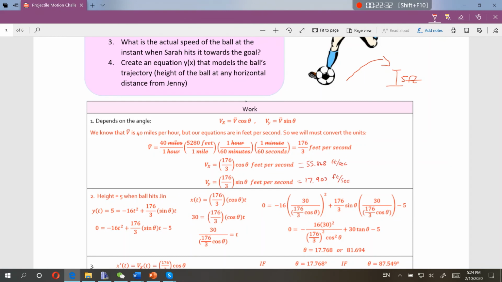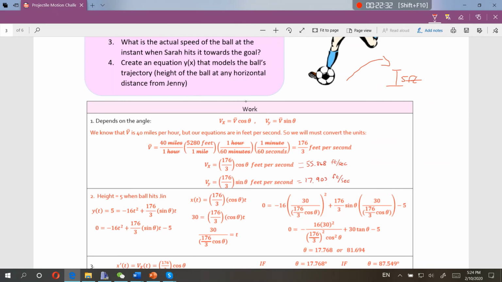Okay, we did end up with 2 angles. The reason why is because Jenny could have kicked the ball to Sarah at a high angle, and then it would have been longer in the air in order to reach the same point. Or she could have kicked the ball at a low angle, and it would have taken a shorter time in the air to reach the same point. There are 2 angles that worked.